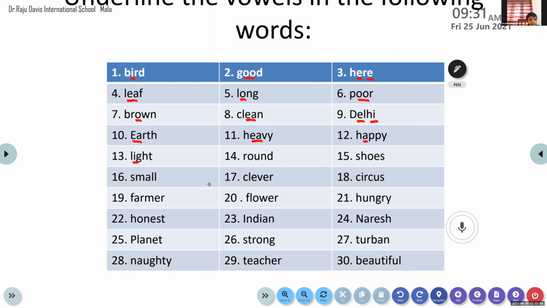Round. Yes, it is round. So how many vowels are there in it, in the word round? OU. OU, very good. There are 2 vowels. Okay, O and U. Very good. Now let's move on to the next person.